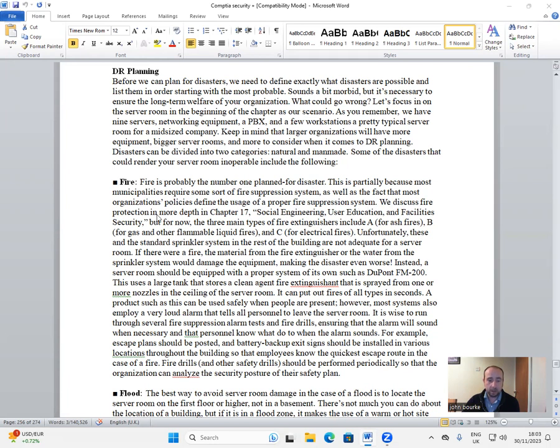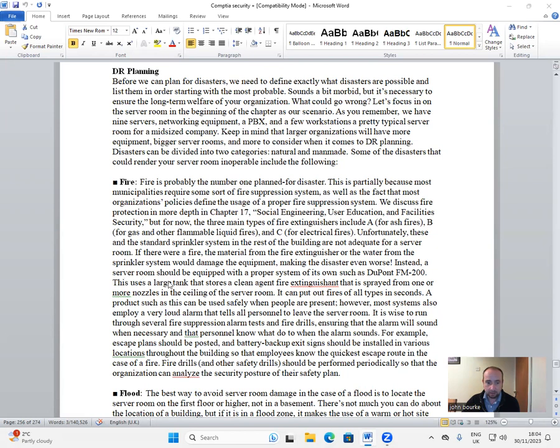We discuss protection and fire in more depth in Chapter 17, Social Engineering, User Education and Facilities Security. But for now, the 3 main types of fire extinguishers include A, for ash fires, B, for gas and other flammable liquids, and C, for electrical fires. Unfortunately, these and the standard sprinkler system in the rest of the building are not adequate for a server room. If there was a fire, the material from the fire extinguisher and the water from the sprinkler system would damage the equipment, making the disaster even worse.